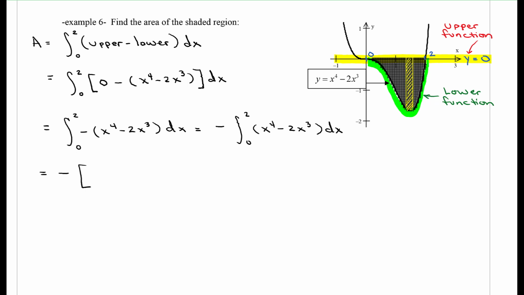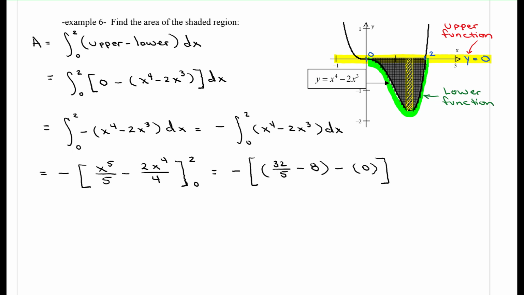And this equals a negative times, we're going to open up a set of square brackets, x to the 5th divided by 5 minus 2x to the 4th divided by 4, close the square brackets, and we're going to evaluate this from 0 to 2. And this will be equal to a negative times, open up a set of square brackets, open up a set of parentheses, 32 over 5 minus 8. Close the parentheses, minus 0, and then close the square brackets. And this is going to be equal to 1.6, and we're just going to box that in.